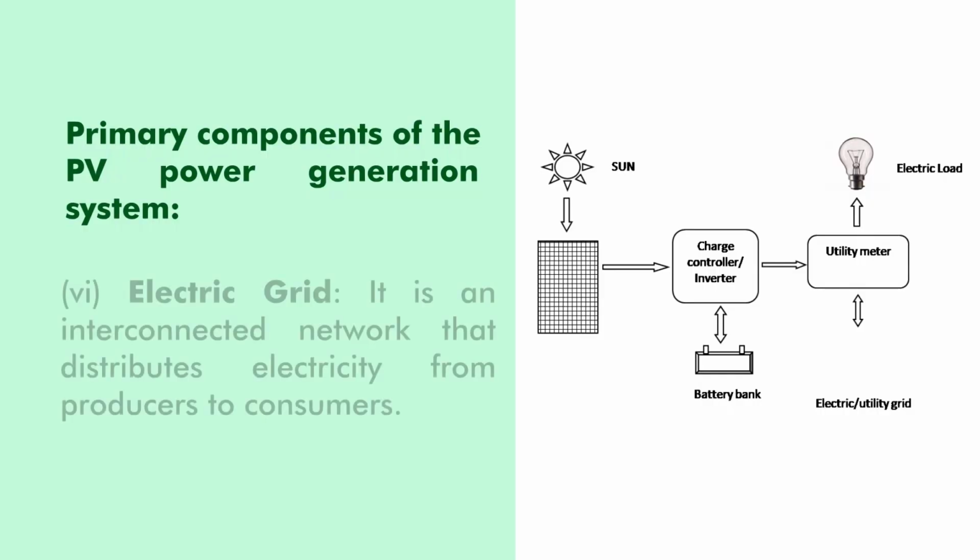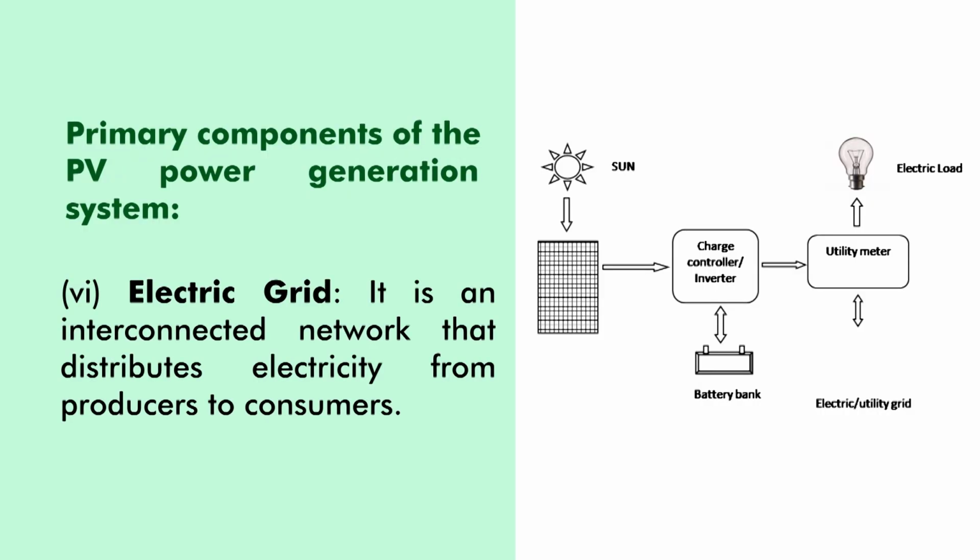Then you have to understand another term, called the electric grid. The electric grid is an interconnected network that distributes electricity from producer to consumer. If the house is wired to the grid, any excess power generated after using and storing it in the battery will be sent to the grid.